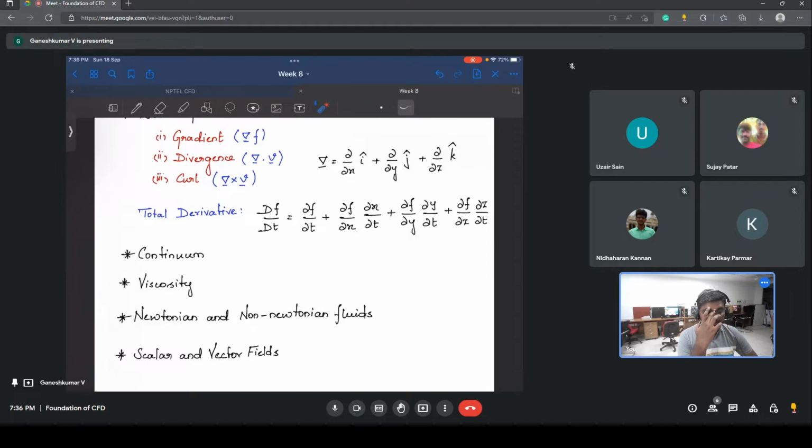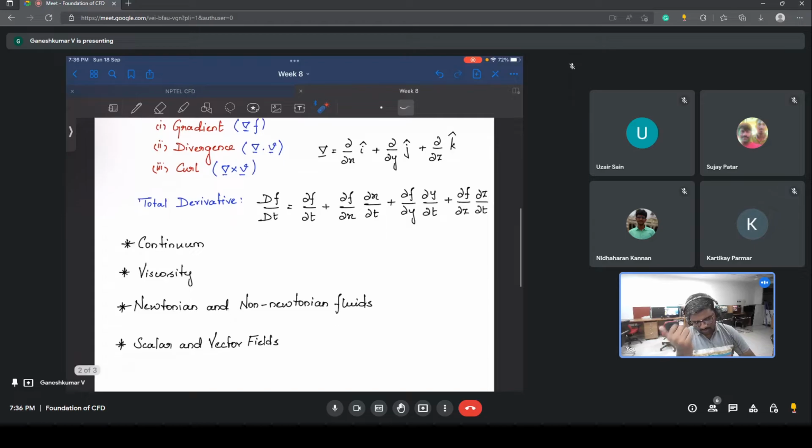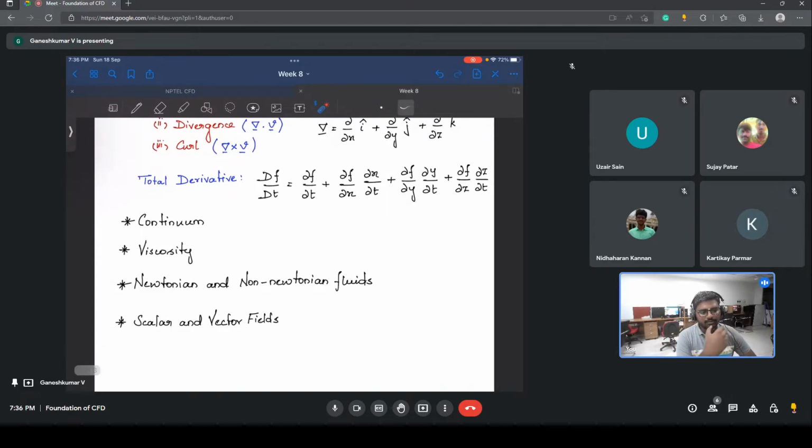The continuum approximation is very important, because based on that approximation only we derived all those governing equations, right? So the continuity, momentum and energy conservation equations are derived by making one approximation: the continuum. What is continuum? It's nothing but the fluid is filled everywhere in the domain, every property can be defined everywhere, and it is also bounded, right?